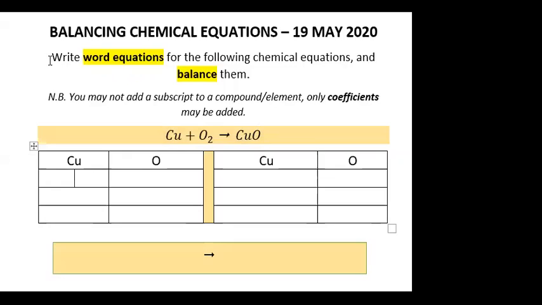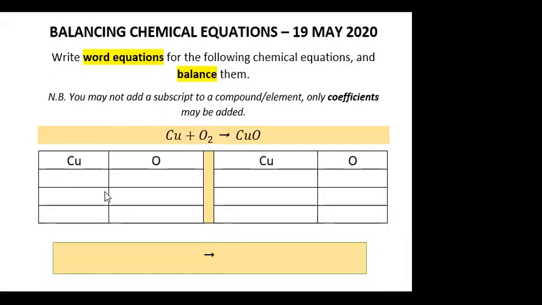So the instruction here is write word equations for the following chemical equations and balance them. So we need to balance these equations. When I say balance, I mean that the same amount of atoms that are in the reactants must be in the products as well. And we're going to do examples of that. Note 5, you may not add a subscript to a compound, only coefficients may be added. A coefficient is a number that comes before the compound.